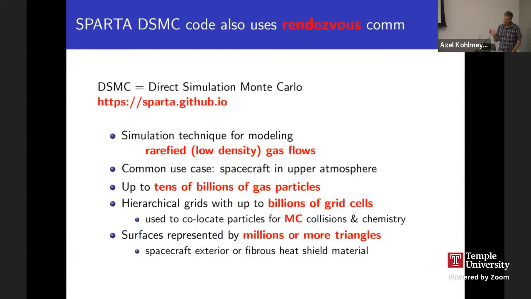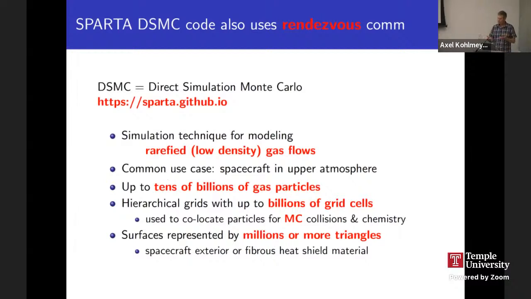DSMC is kind of a generic name, which doesn't mean anything, but it's a simulation technique for modeling rarefied gas flows. Rarefied means low density. And so the common use case is you have a spacecraft that's re-entering the upper atmosphere, and the density may be changing as you come down through the atmosphere, but you want to model the flows of the gas around that spacecraft. So you can typically use it either in that scenario or doing some study of turbulence without the spacecraft, which is turbulence for different kinds of flows. You can use tens of billions of gas particles.